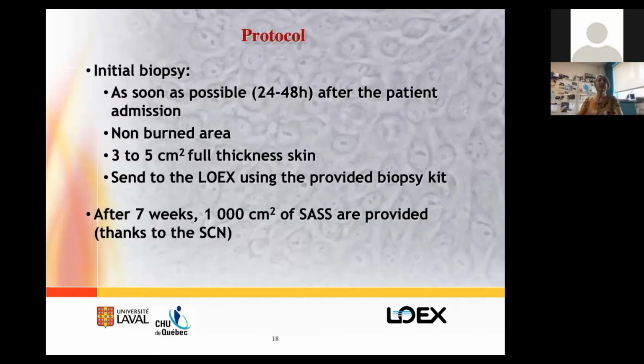So the protocol of this clinical trial: first, when a burn patient is accepted to the burn unit, the surgeon has to evaluate very quickly the surface area that is burned, and if he can cover these burns with autograft. And if he decides that it is not possible, he sends us a little biopsy of 3 to 5 centimeters squared, and then we can start the production of skin substitute. After 7 or 8 weeks, we can send around 1,000 centimeters squared of skin substitute that can be grafted by the surgeons. And if it's necessary, we can continue to produce each week the same surface area of skin substitute.